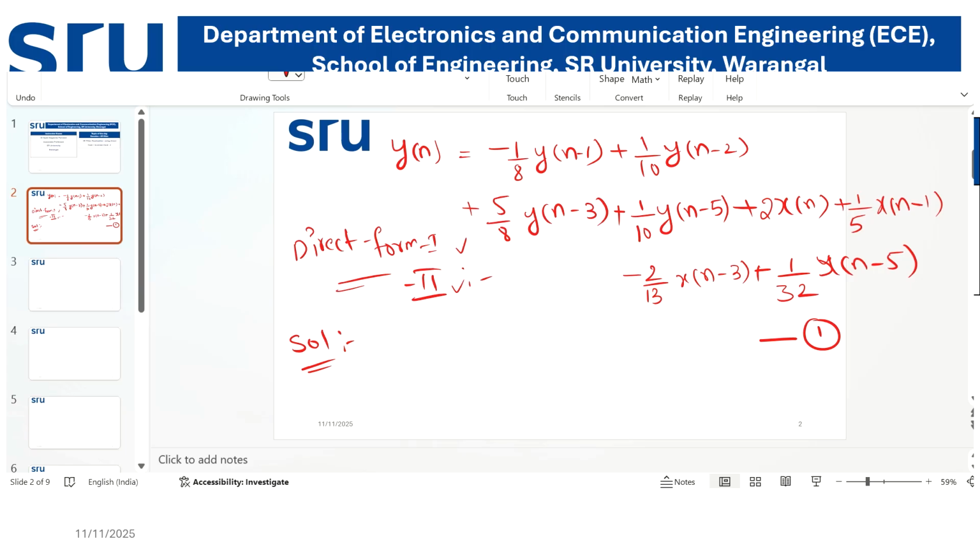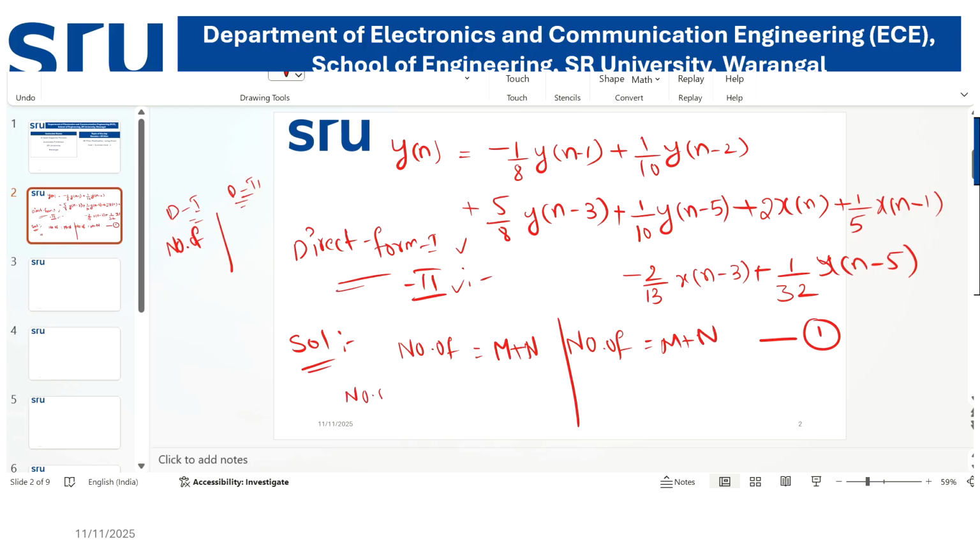direct form 2. So number of computations means how many additions are required, what are the memory locations, the number of memory locations, and how many multiplications are required. So we have to compare these values for direct form 1 as well as for direct form 2. Now the number of additions required in direct form 1 and in direct form 2: the formula is m plus n, and here also the same, m plus n.